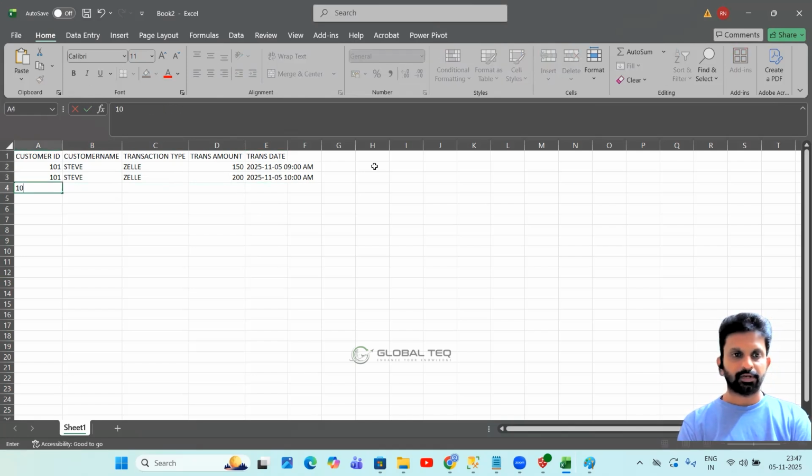Similarly, the same customer made another cash transaction worth $250 in 2025 at 12:30 p.m. Again, another transaction, which is credit card, $300, at 3:30 p.m.